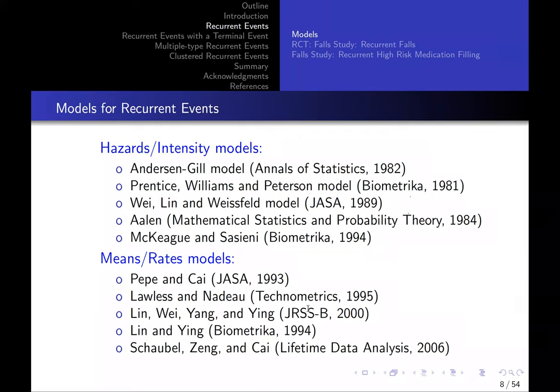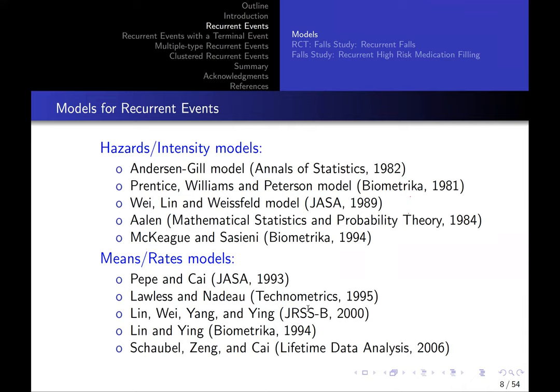Commonly in recurrent events, there are many models proposed, and they can be grouped into two types. One is hazard or intensity models. Some of them are the Anderson-Gill model, familiar. A lot of reviews have been done over the years comparing these models, and a lot of theses have been written. The first of the models to come was the Prentice-Williams-Peterson model, which proposed a conditional model by providing stratified proportional intensities, or with time-dependent strata.